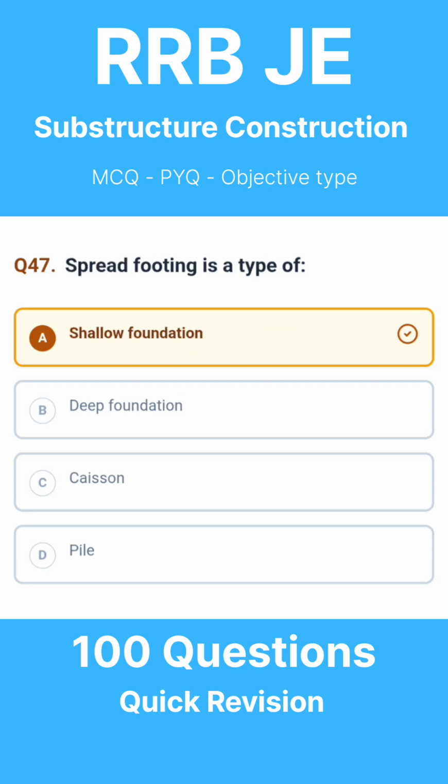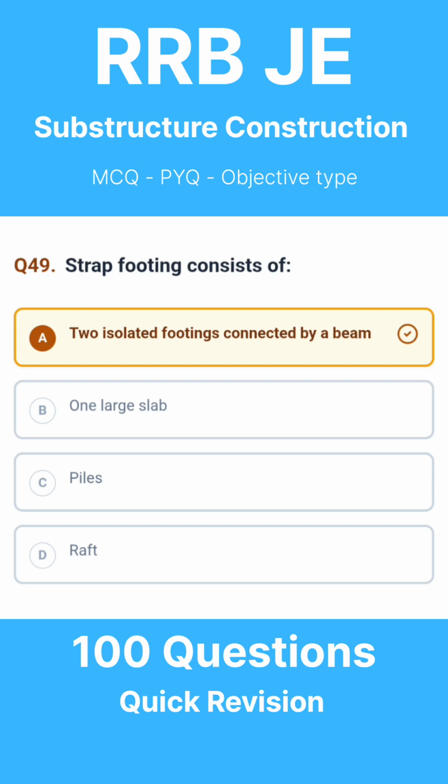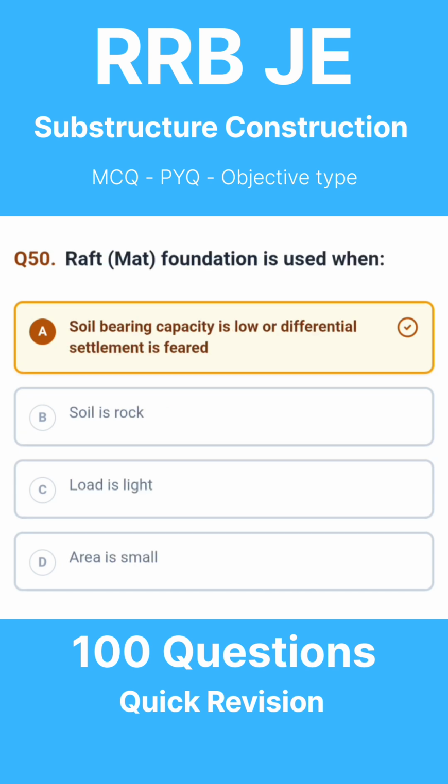Question 47. Spread footing is a type of. The correct answer is shallow foundation. Question 48. Combined footing is used when. The correct answer is two columns are close or one is near property line. Question 49. Strap footing consists of. The correct answer is two isolated footings connected by a beam. Question 50. Raft/mat foundation is used when. The correct answer is soil bearing capacity is low or differential settlement is feared.